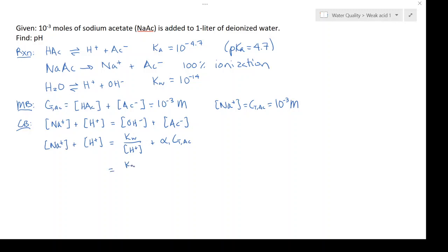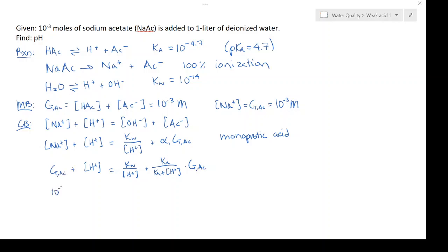In the next step, I'm still going to keep this as K W over H plus, but I'll write out the alpha equation. As a reminder, this is a monoprotic acid because acetic acid only donates a single proton. So I'm going to use alpha 1 and the monoprotic alpha. This is Ka over Ka plus H plus times C T acetate, and I'll substitute in C T AC here.